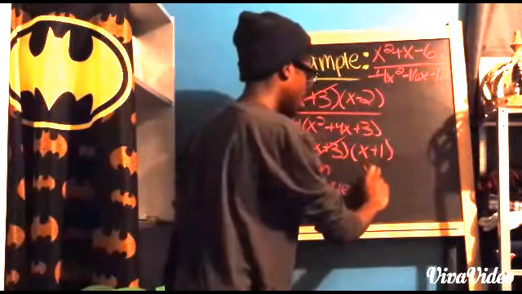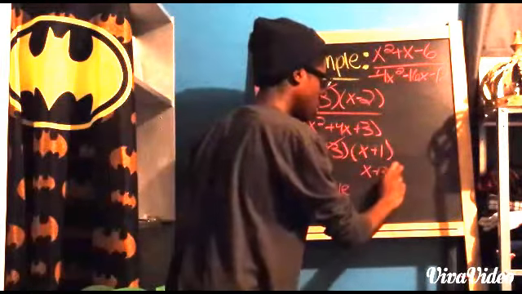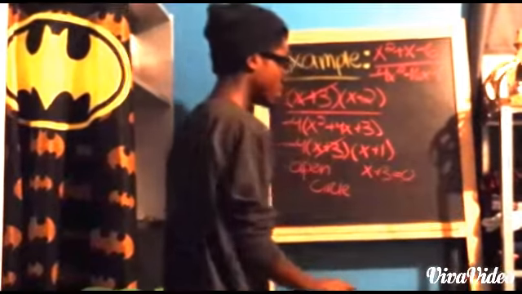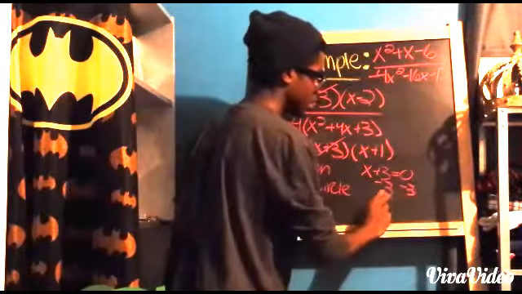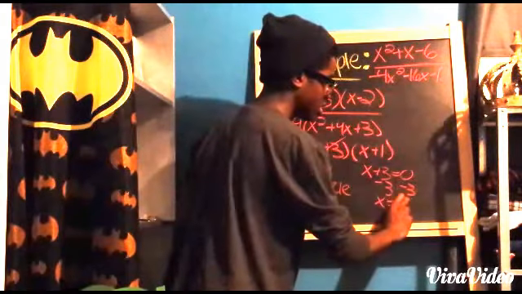So you want to set x plus 3 equal to 0 and solve. So subtract 3 on both sides, and you'll have x equals negative 3.